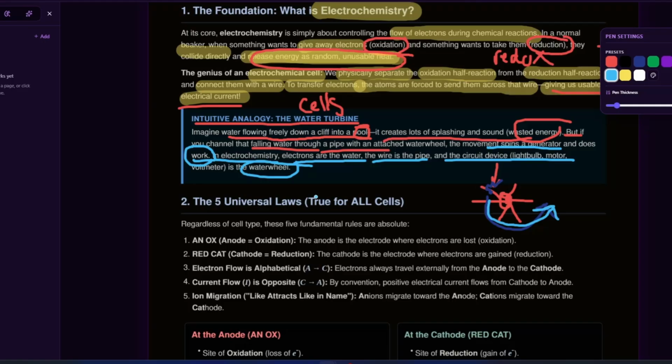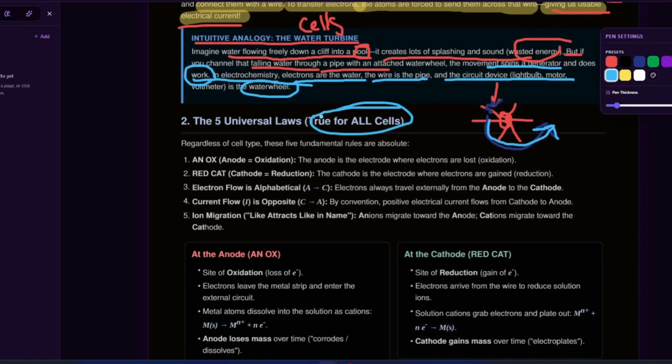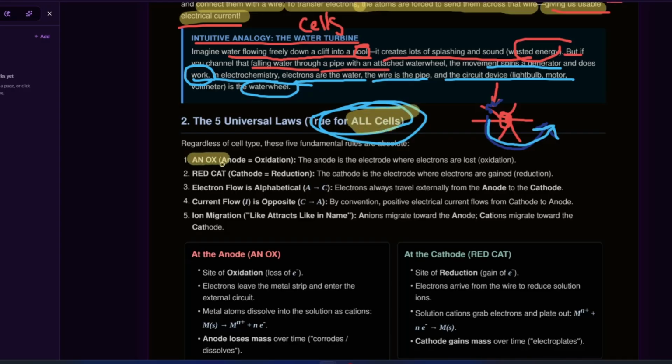The 5 universal laws are true for all cells. All cells. It doesn't matter what type. And oxidation is at the anode. The anode is the electrode where electrons are lost.